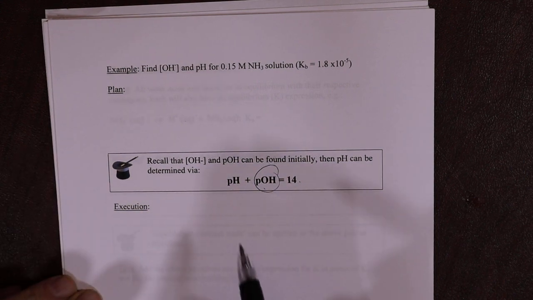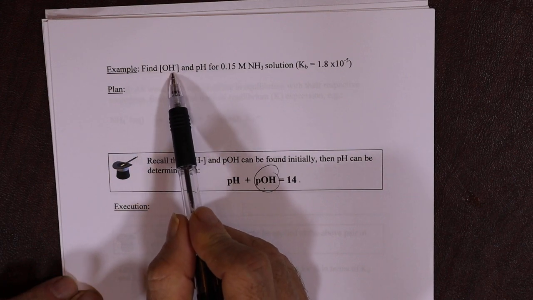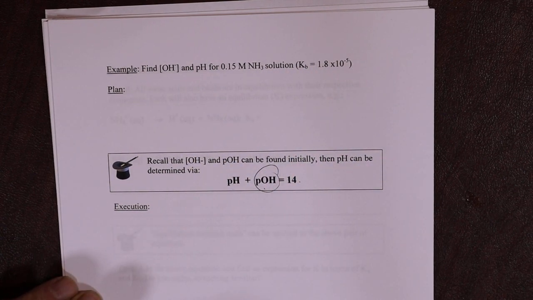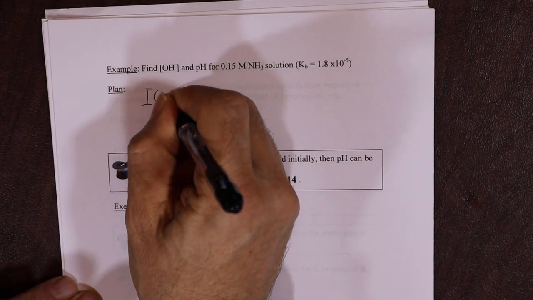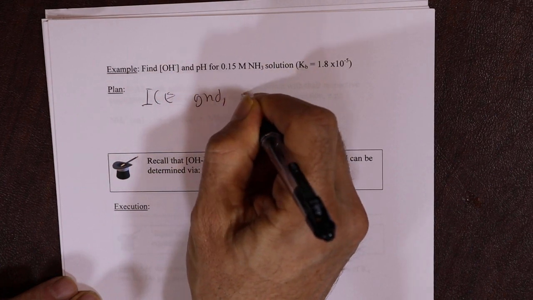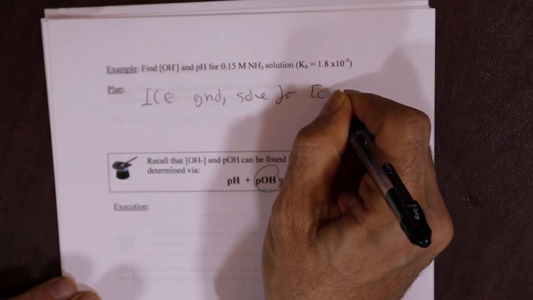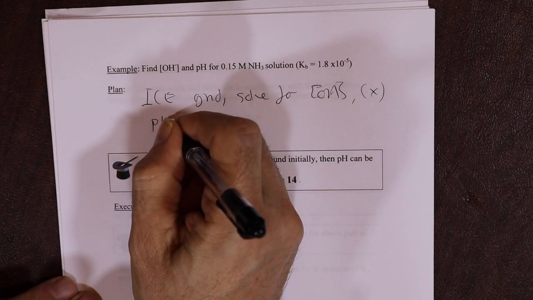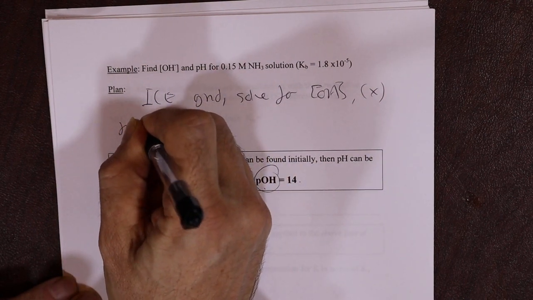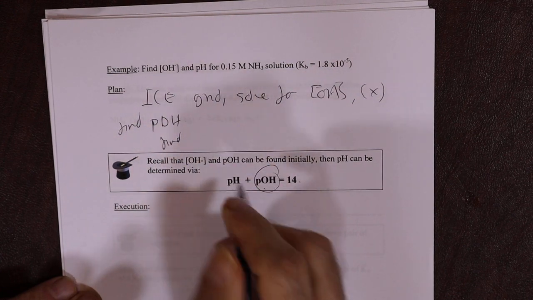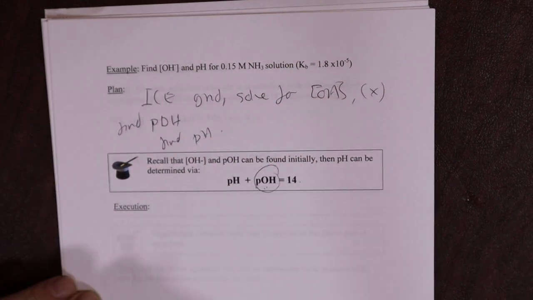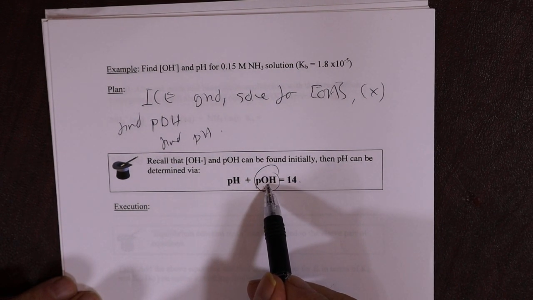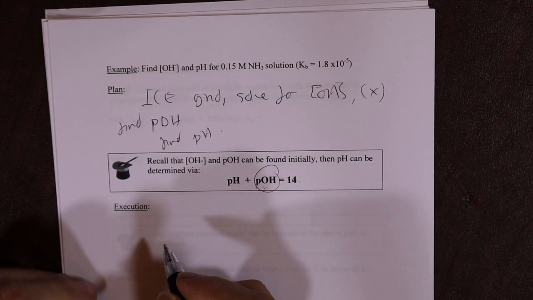So let's look at this. Find the OH minus concentration and pH for a 0.15 molar ammonia. Kb is known. So the plan: go to the ICE grid, solve for the OH minus ion concentration, which is going to be X when we get to it. And if we've got the OH minus concentration, you can find pOH, and then use the relationship here to find pH. Quite similar to the previous question, but the little twist on the end is always converting pOH to pH.